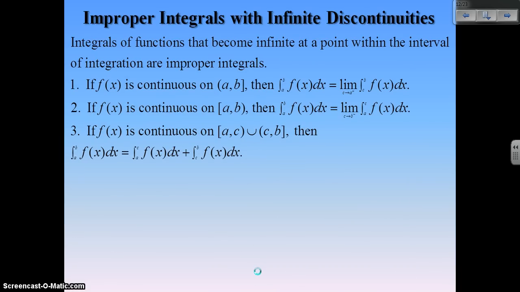Now, along with the infinite limits of integration, you also can have discontinuities. In other words, you can have domain problems within the integral. We solve these problems the same way. We remove the discontinuities and we use limits at whatever the discontinuity is.